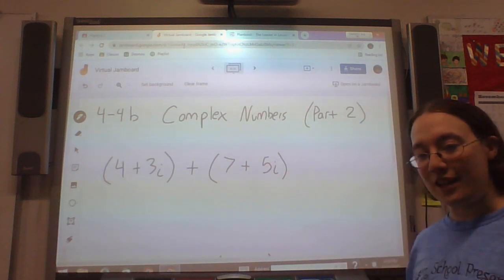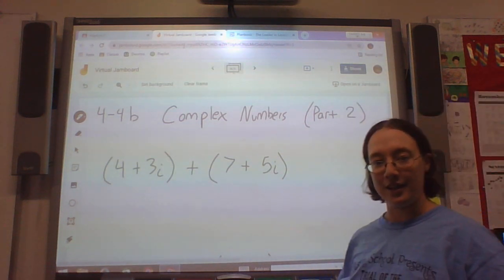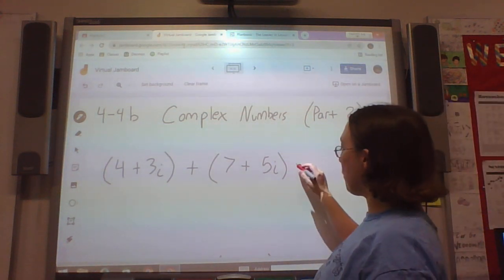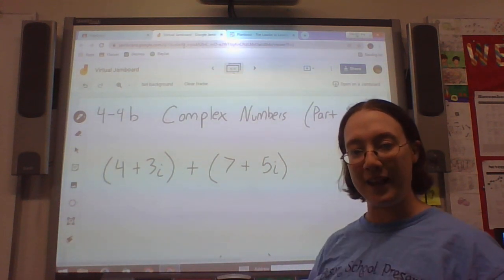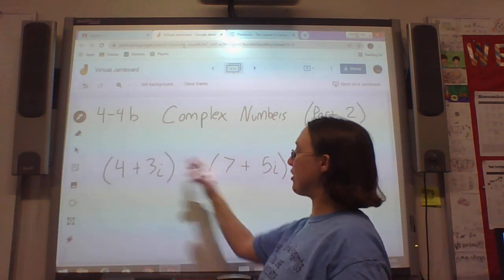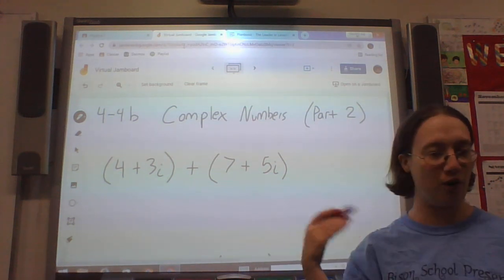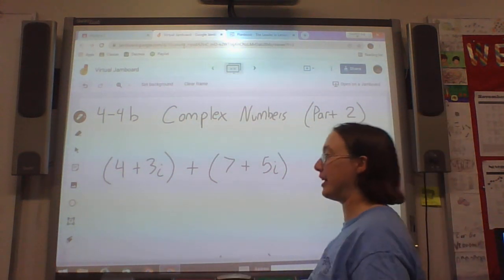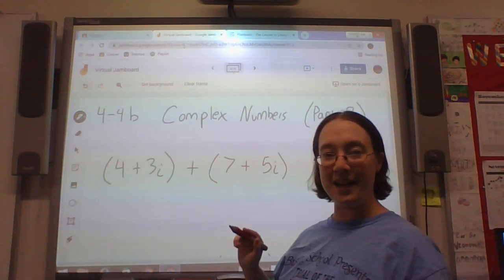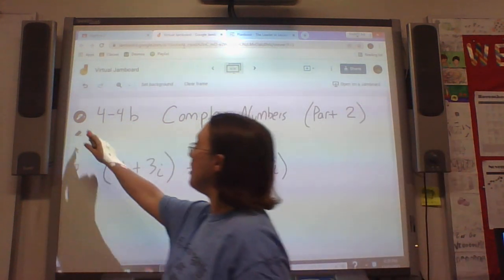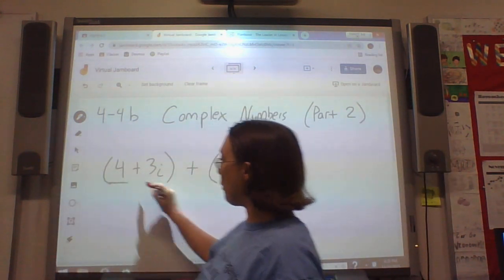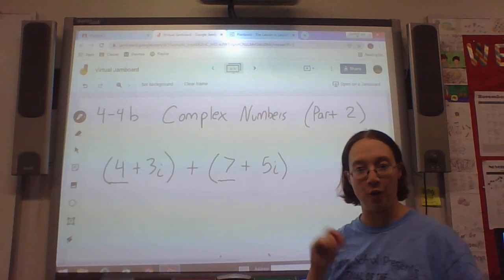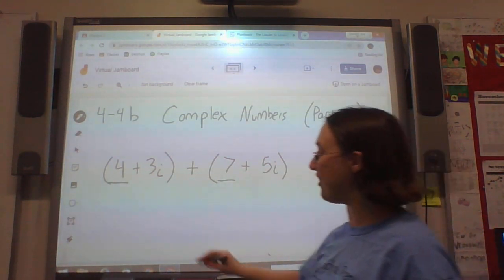Now, the nice thing is if we're adding or subtracting complex numbers, then we're pretty much treating them like we would any other variable. So right now we're just going to treat that i as if it were an x or a y or whatever other variable you like. So we're combining like terms. We've got a 4 here, we've got a 7 here, neither of those has an i with it, so 4 plus 7 gives you 11.